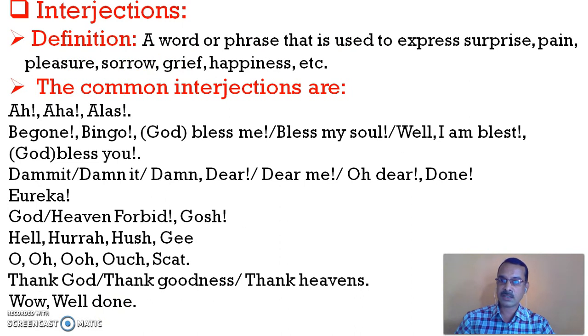Again, in this example, it is just a list of interjections, and you should know what interjections are. Its definition is that it is used to express surprise, pain, pleasure, sorrow, grief, happiness, etc. And this is the list of some common interjections. These are not conjunctions, but these words are used to express surprise, pain, pleasure, sorrow, grief, happiness, and it is given just for your information.